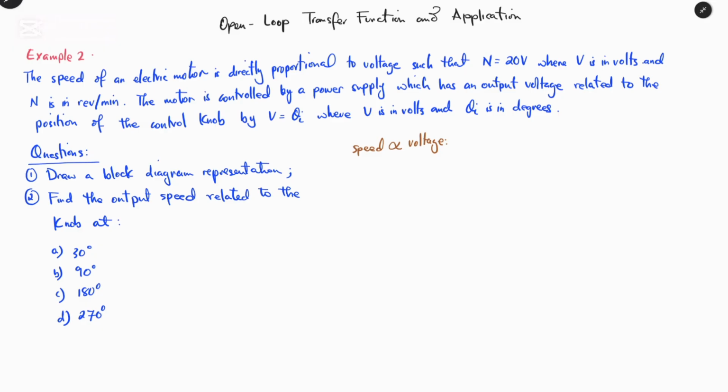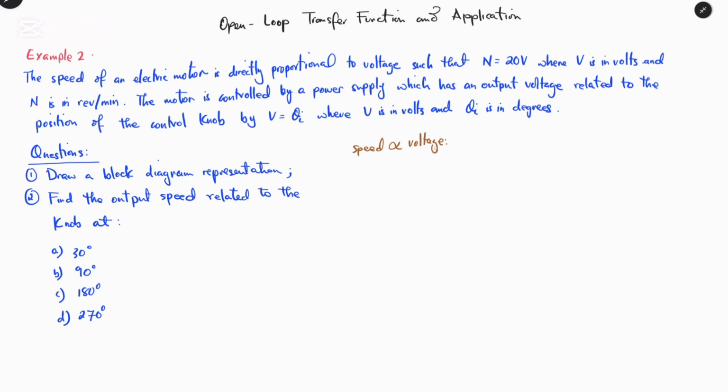When we increase the voltage, the speed will increase. When we decrease the voltage, the speed will decrease. So we have an equation such that N equals 20V, where V is in volts and N is in revolutions per minute.